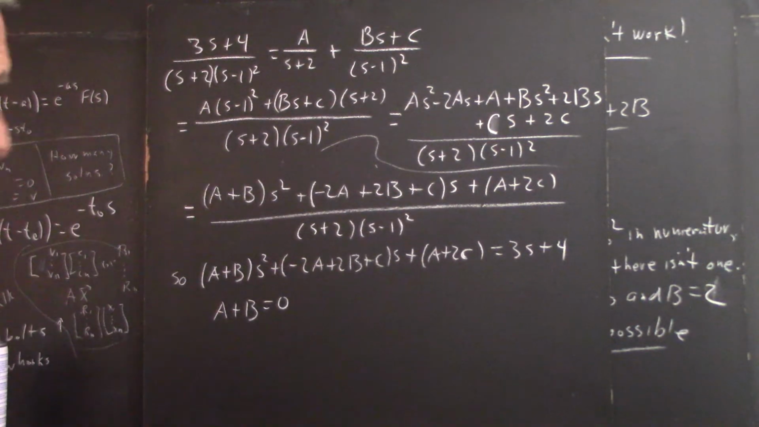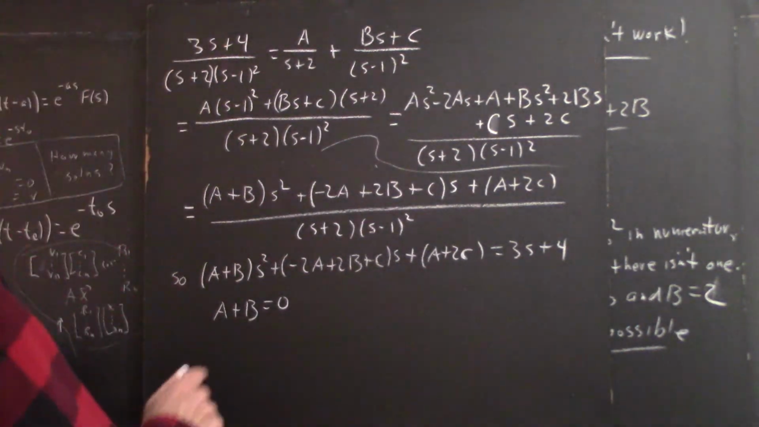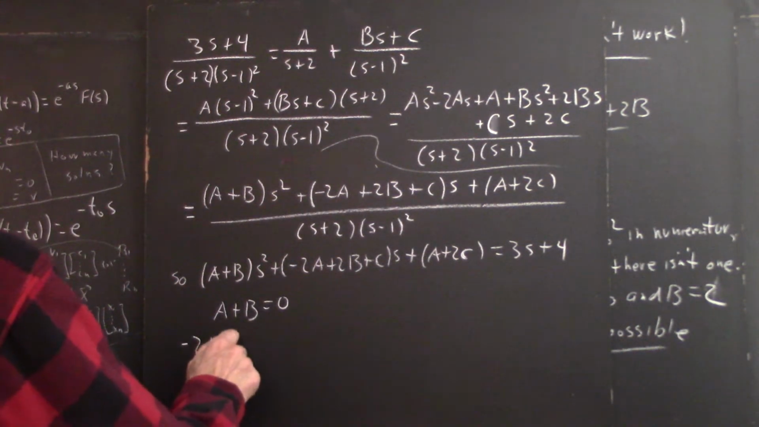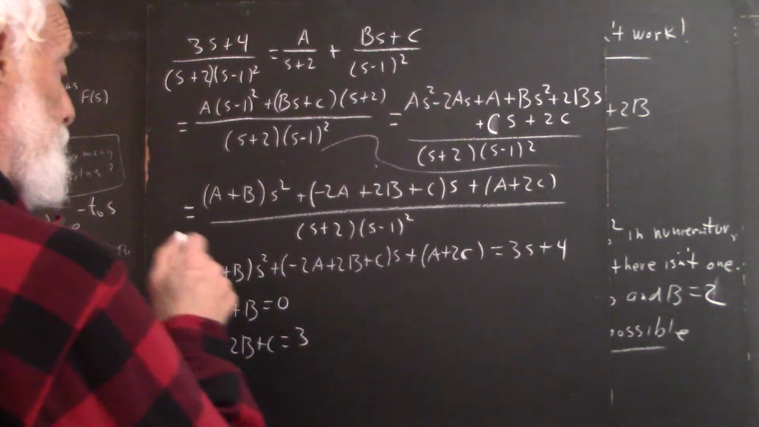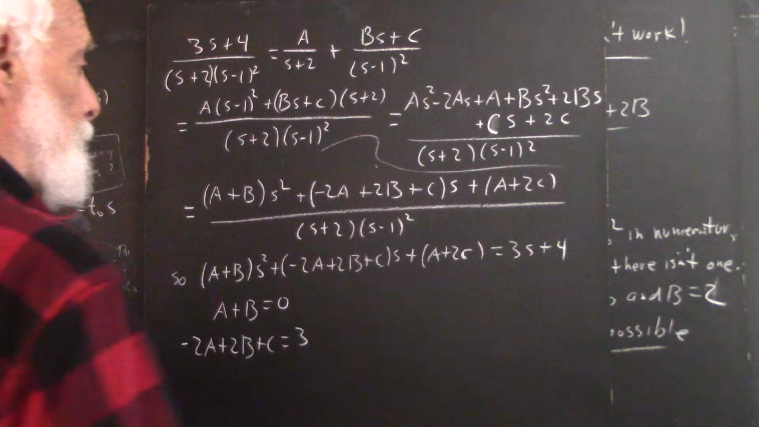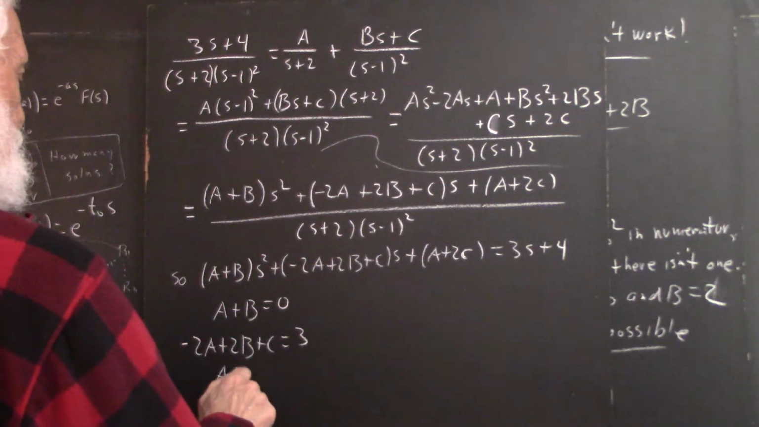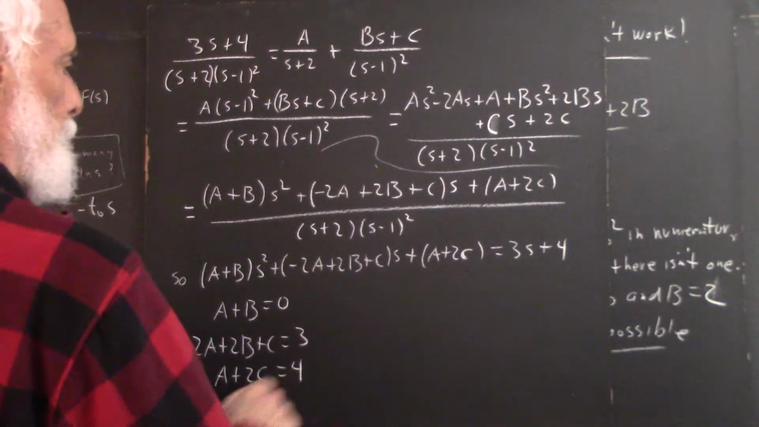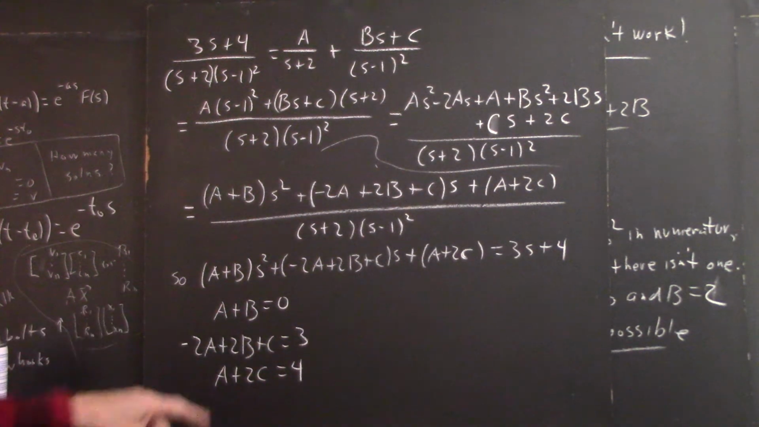So a plus b has to equal 0. There's a 3s, so that negative 2a plus 2b plus c has to equal 3. And then there's a 4, and that's got to equal a plus 2c. Now I can get rid of a very easily.